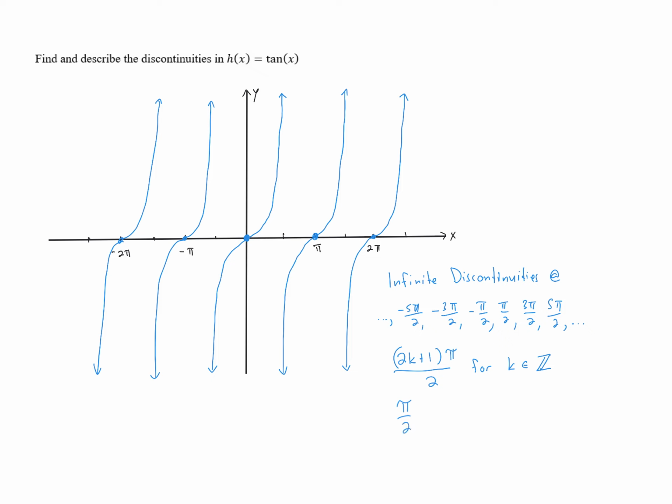And then it is periodic with period pi. Every integer multiple of pi that we add will give us another one. So we can write plus k pi. And that's also for k an element of the integers.